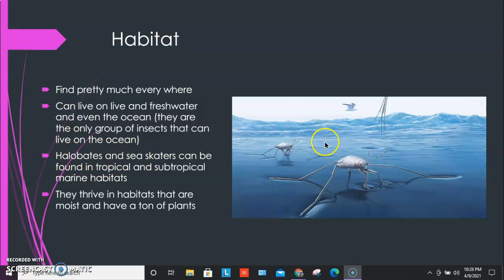For example, the sea skaters. There's a picture of them right now. You can even see a seagull. That's proof that it's on the sea. And I'll explain in the locomotion how they're able to use surface tension in order to move around and stay on the surface of the water.